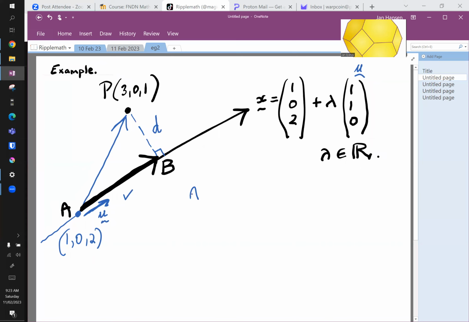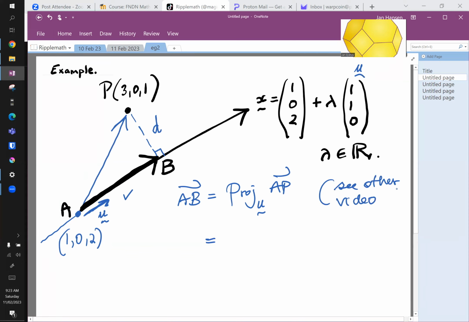Let's find the projection. So AB is the projection of AP along U. I've explained this formula elsewhere, so I won't explain it now. See other video. I'll just write the formula out now. It's going to be AP dot product, we also explained dot product in the other video, over the magnitude of U squared, in the direction of U.